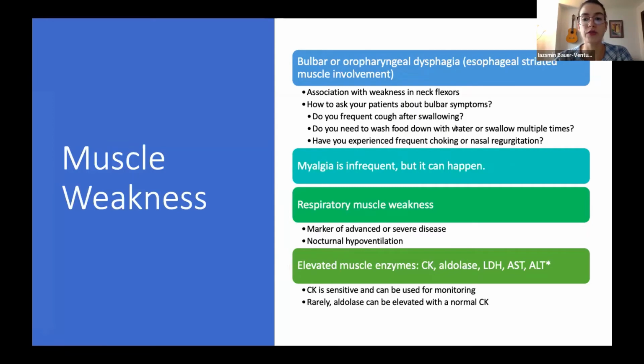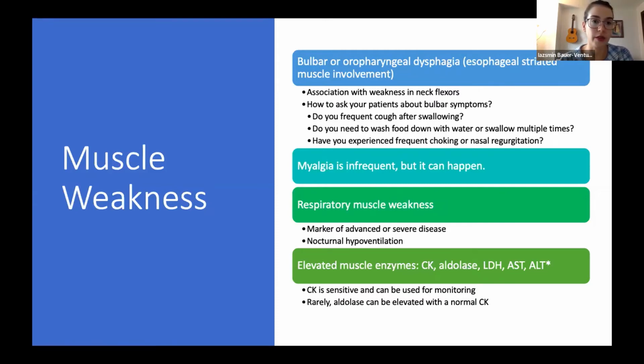Okay, so patients with inflammatory myopathies, because the skeletal muscle is affected, I want to remind you that the upper third or the upper half of the esophagus is also skeletal, striated muscle, and therefore can get very weak when the disease is active. So these patients have a hard time swallowing. Some of these patients may even become hoarse, and you need to ask them if they are having a cough after swallowing, if they need to wash food down or swallow many times to be able to move the bolus of food down, or if they have experienced more recent choking and nasal regurgitation with liquids.